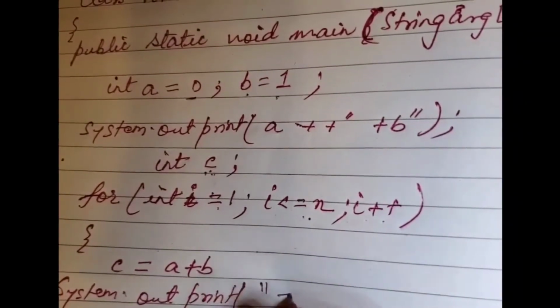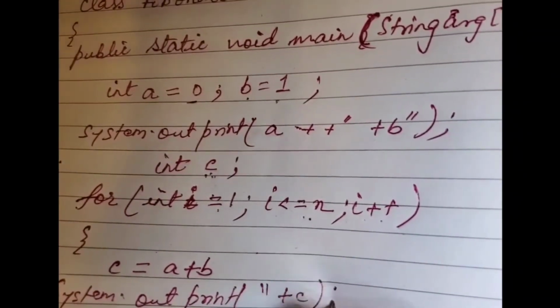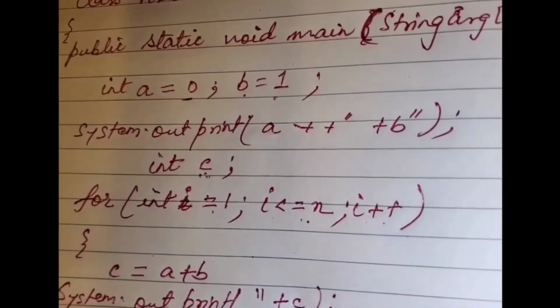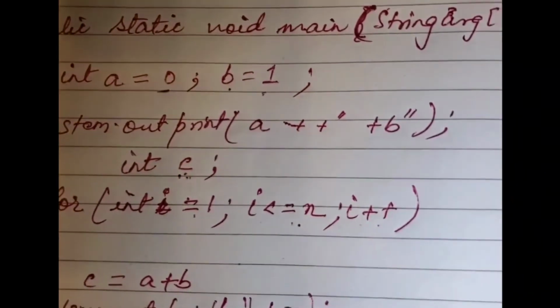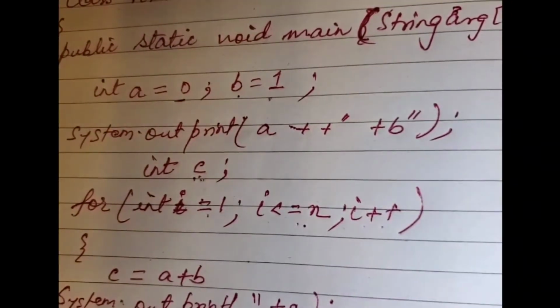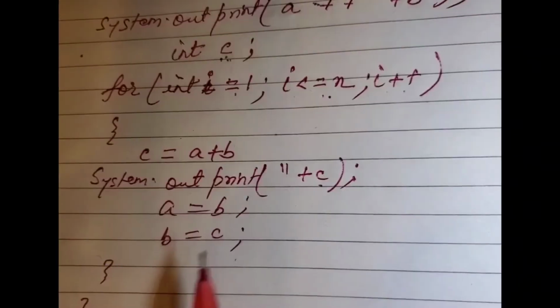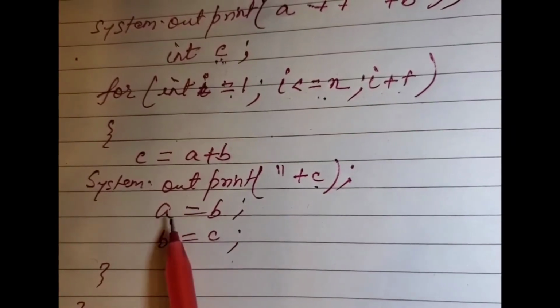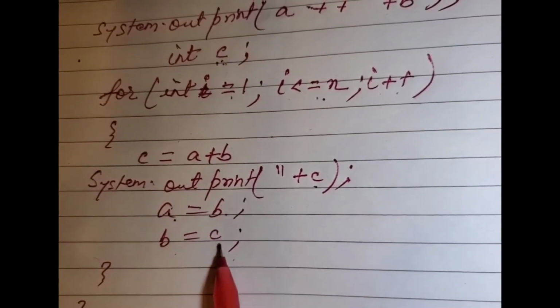Print, and here plus C you must write, okay? Otherwise the C's value will not come. Plus Y will put because this will produce the value of C. And then at the last we'll use A is equals to B and B is equals to C.